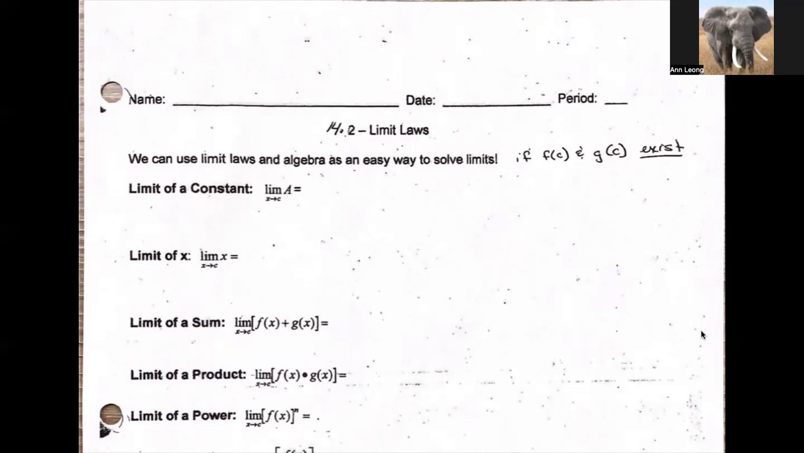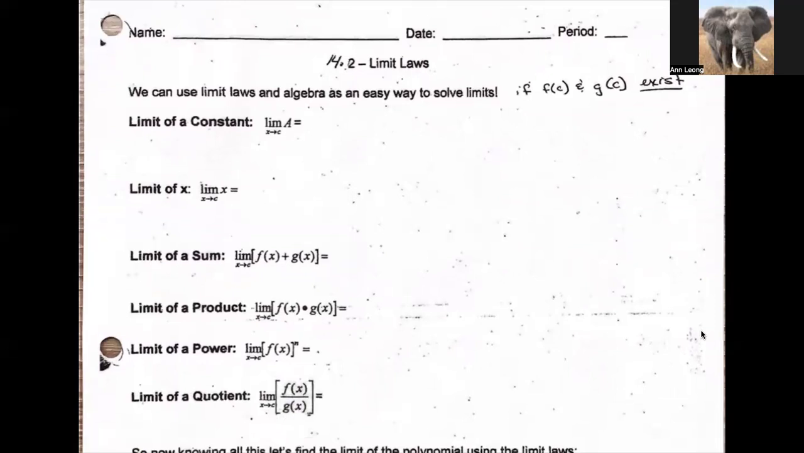All right, so we have a few laws or properties here that we can use. For example, if we have the limit of a constant, let's say A is just some number, some constant, we know that as x goes to c, this will actually just remain that same constant A. All right, that one's pretty easy. For this one, the limit of x, if x approaches c, this limit then must approach c also.